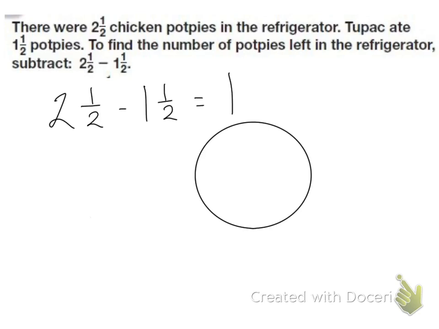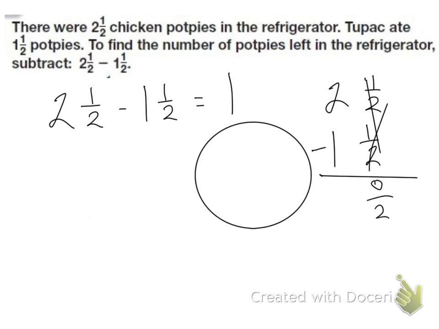Okay, just like with adding, I want to subtract whole numbers from whole numbers and fractions from fractions. Okay, so we know 1/2 minus 1/2 is nothing. They just kind of cancel themselves out. Or we put 0 over 2. And then 2 minus 1 is 1. So I'd end up with just 1 pie left.